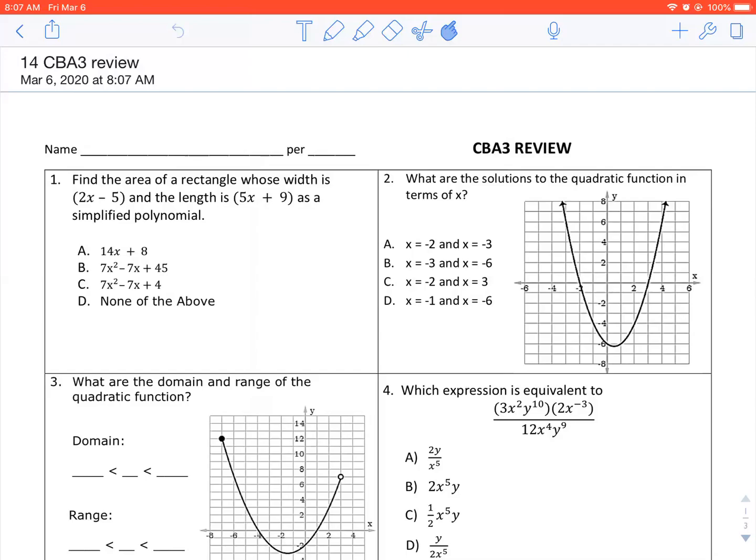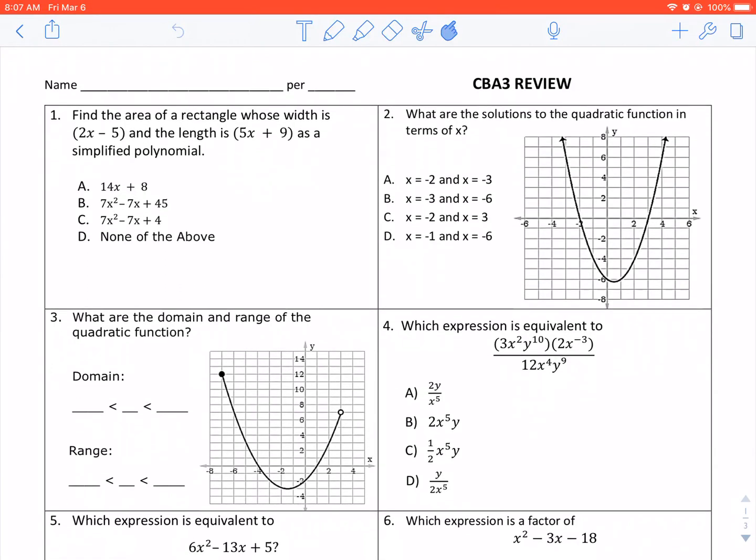This is the CBA3 review. Number 1, find the area of a rectangle whose width is 2x minus 5 and the length is 5x plus 9 as a simplified polynomial. So we have the word area and we also have a rectangle. Since there's no picture, it would be helpful to draw it. The width is 2x minus 5 and the length is 5x plus 9.